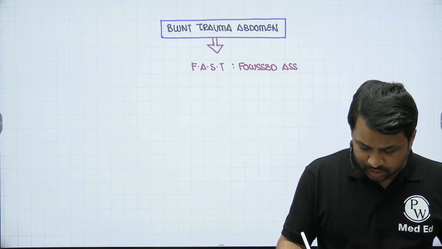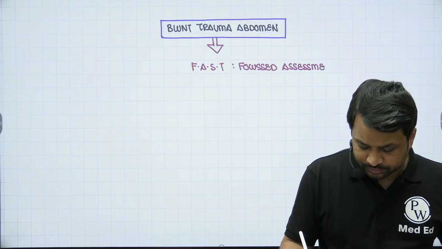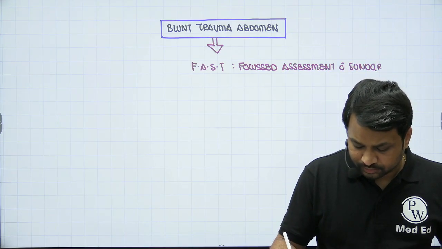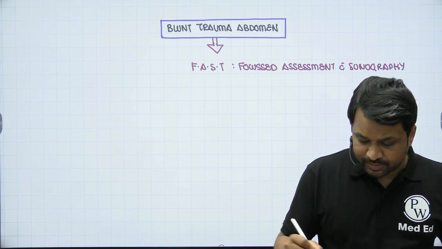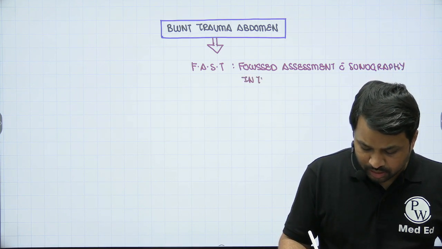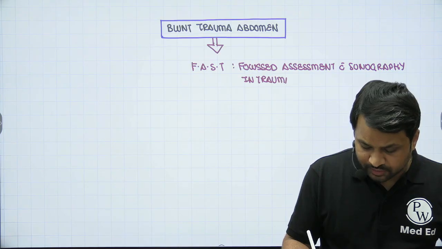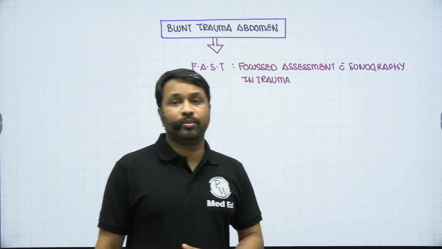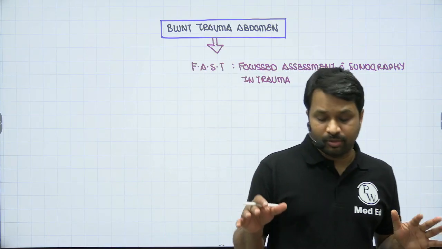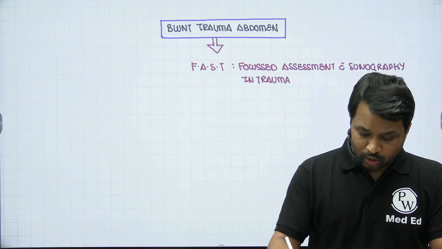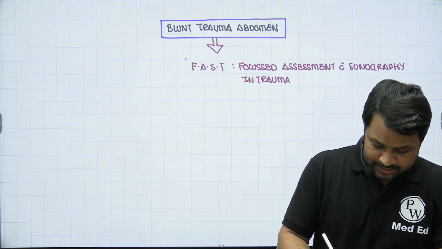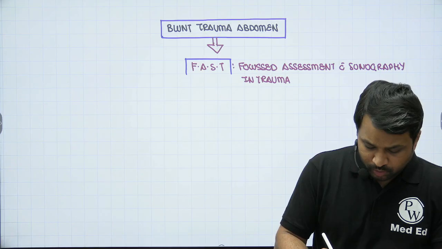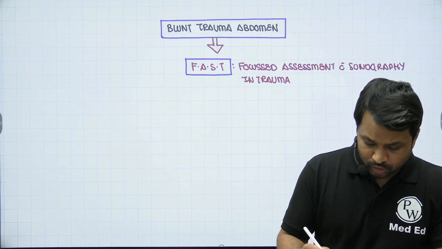It is a focused assessment with sonography. Focused assessment with sonography in trauma is what we call FAST, right? So we take an ultrasound and quickly look into the abdomen to see if any problem is present or not. Now, when you're doing the FAST, when I give you an ultrasound probe, what are the sites that you're going to look into?